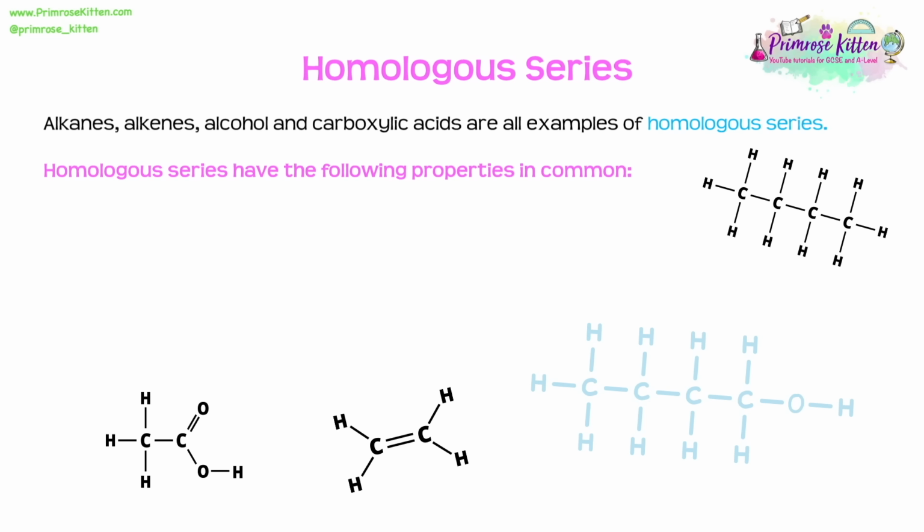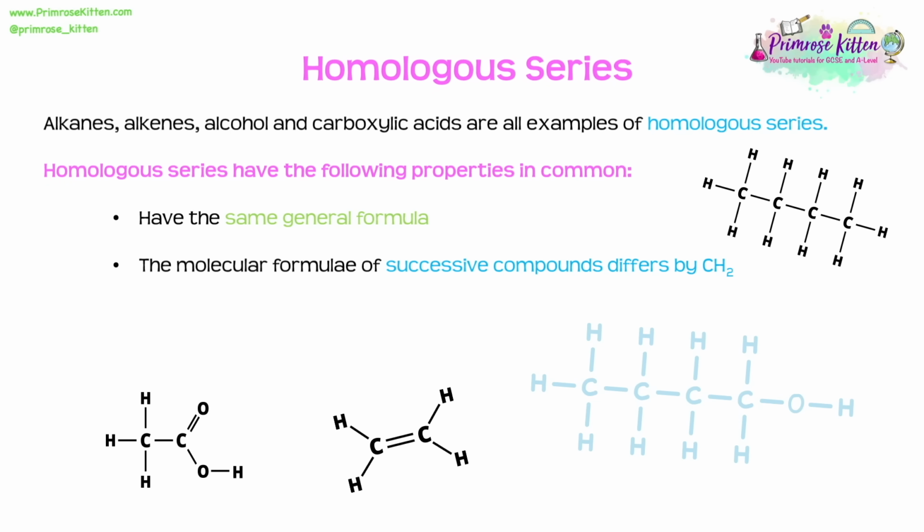A word we're going to see described a lot throughout this topic is homologous series. So we're going to learn about alkanes, alkenes, alcohols and carboxylic acids, and all of these are examples of homologous series. Homologous series all have the following properties in common. They all have the same general formula. The molecular formula of successive compounds differs by CH2. They have similar chemical properties, and they have a gradual change in their physical properties.